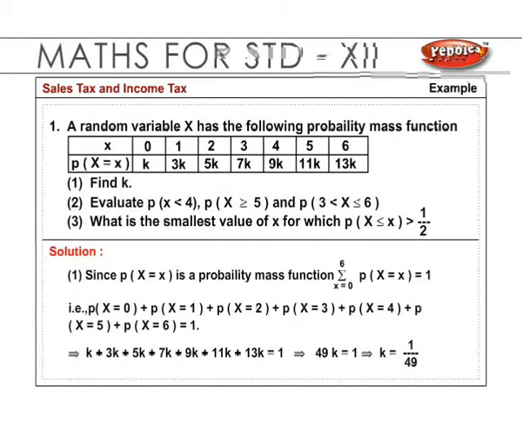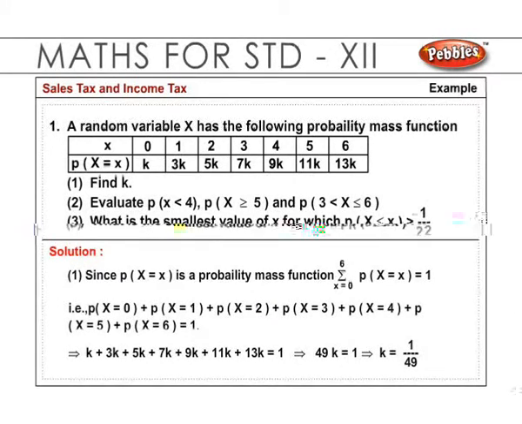Find k. In a random variable x, the probability mass function summation of p of capital X equal to small x, from x equal to 0 up to 6, is equal to 1. That is, 49k is equal to 1, that is, k is equal to 1 by 49.